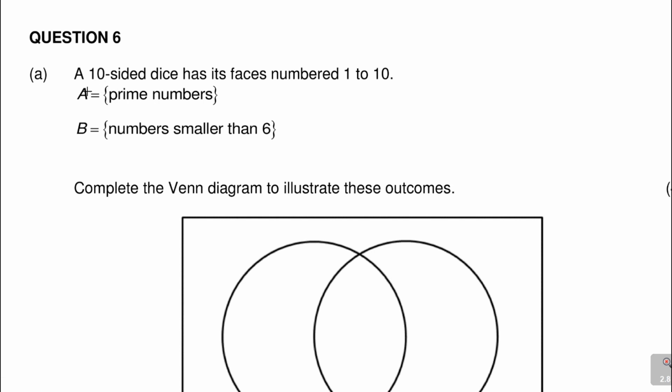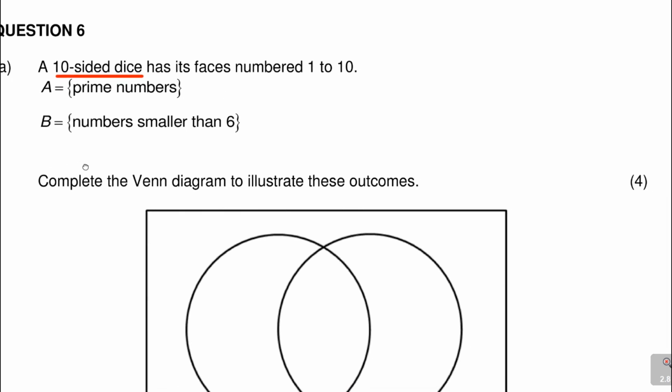Now question 6, which is probability, says a 10-sided dice has its faces numbered 1 to 10. A is prime numbers, B is equal to numbers smaller than 6. Alright, okay.